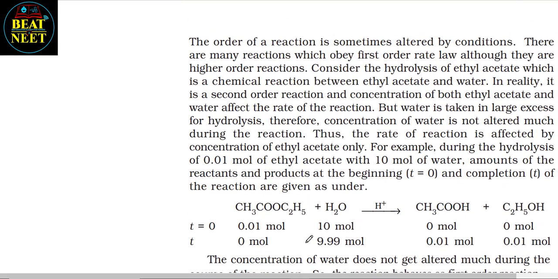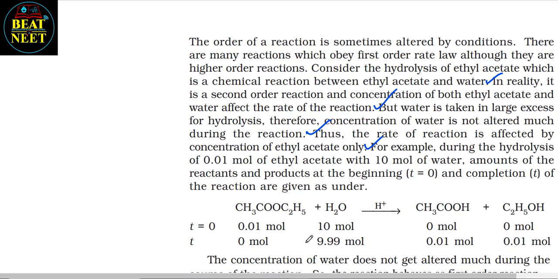The order of a reaction is sometimes altered by conditions. There are many reactions which obey a first-order rate law, although they are higher-order reactions. Consider the hydrolysis of ethyl acetate, which is a chemical reaction between ethyl acetate and water. In reality, it is a second-order reaction, and the concentrations of both ethyl acetate and water affect the rate of reaction. But water is taken in large excess for hydrolysis. Therefore, the concentration of water is not altered much during the reaction. Thus, the rate of reaction is affected by the concentration of ethyl acetate only.